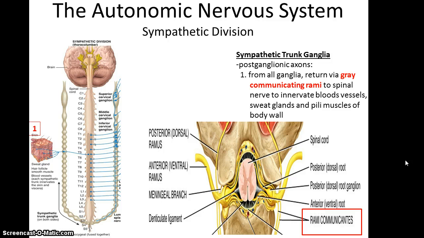So the white communicating rami take the preganglionic sympathetic neurons out of the main nerve, and then the gray communicating rami can return them to the spinal nerve to allow for innervation of blood vessels, sweat glands, and the pili muscles found in the body wall.